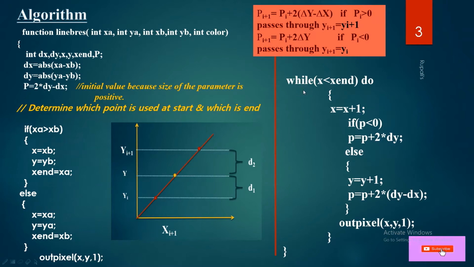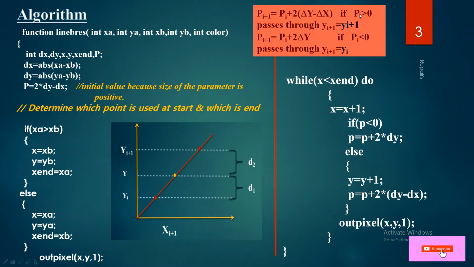Now you have to start a while loop. This loop will continue till it comes to x end. When xb is the starting pixel, xa is the ending pixel, and when xa is the starting pixel, xb is the ending pixel. So while x is less than or equal to x end, do the following. Each time you have to increase x by 1, so x equals x plus 1.